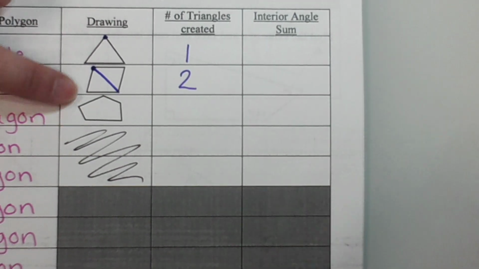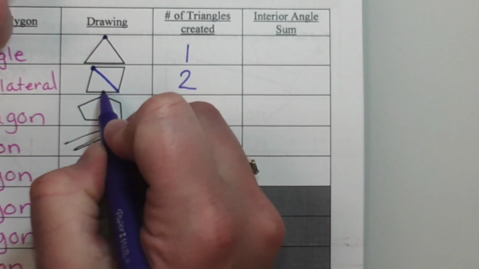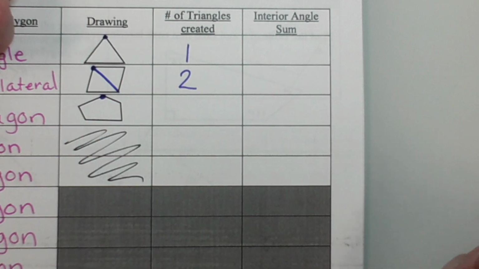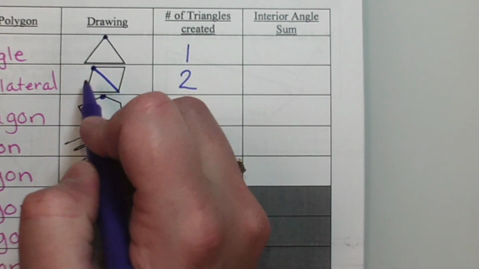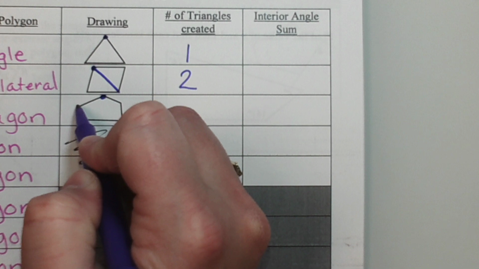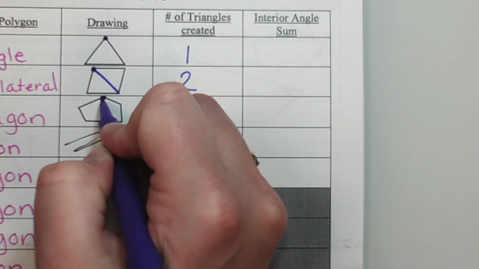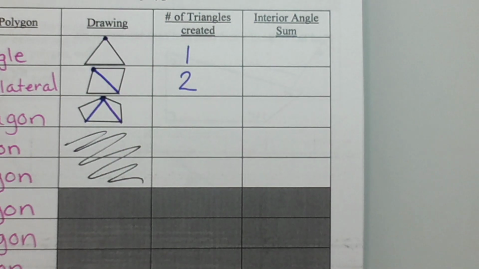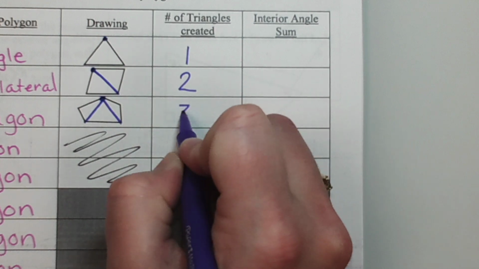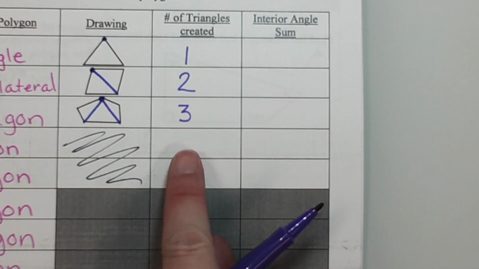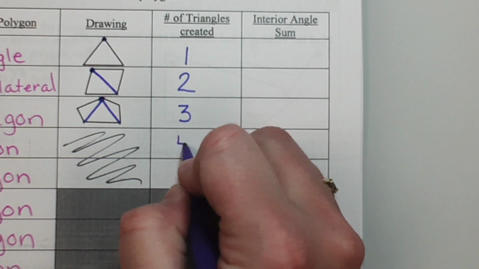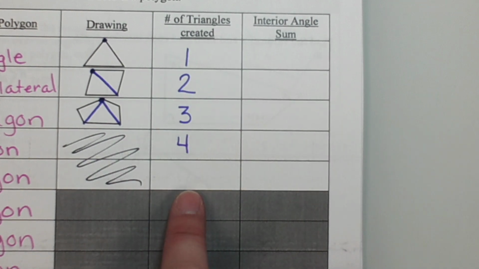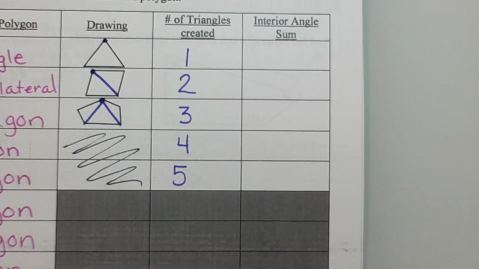Okay, I'm going to do the same thing here. I'm going to pick any of the corners to start with. I'm going to choose this one, and I'm going to draw on all of its diagonals. Can't draw a diagonal there because it's right next to it. I could draw one here. I can draw one here. How many triangles do you end up seeing? 3. Can you guess how many triangles are going to show up in a hexagon? 4. Can you guess how many triangles are going to show up in a heptagon? 5.